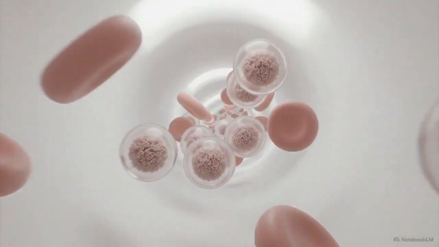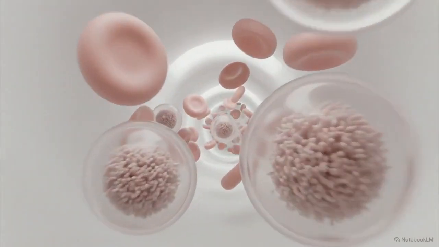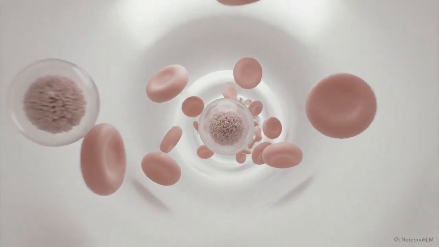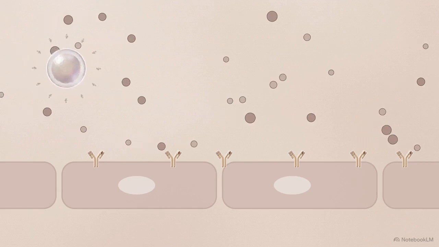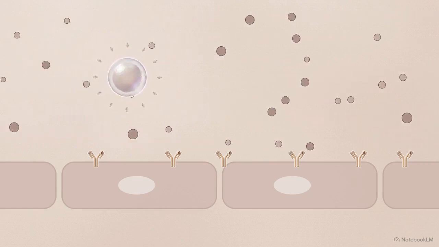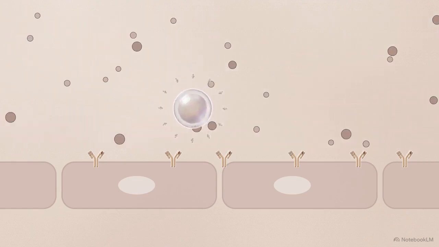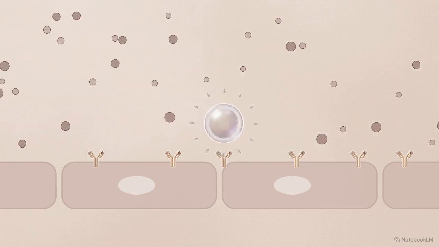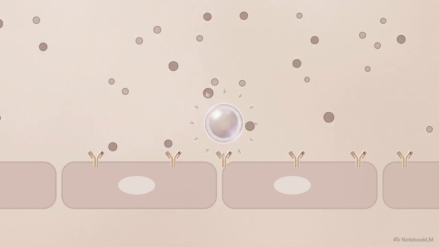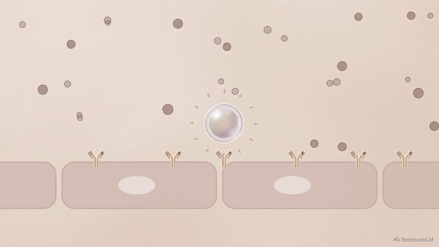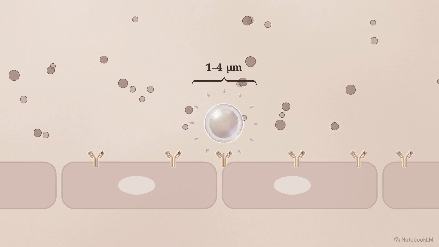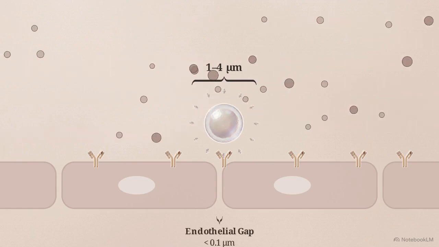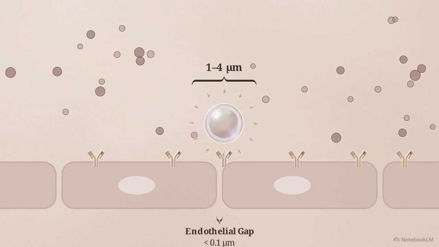To turn CEUS into a true molecular imaging tool, we modify the outer shell by adding specific ligands. These ligands are engineered to bind to precise disease markers. For example, we can attach ligands that seek out VEGF, a marker for angiogenesis, or ICAM1, a marker for inflammation. As the bubble circulates, the ligand physically locks onto the target receptor, anchoring the microbubble to the site of the disease.